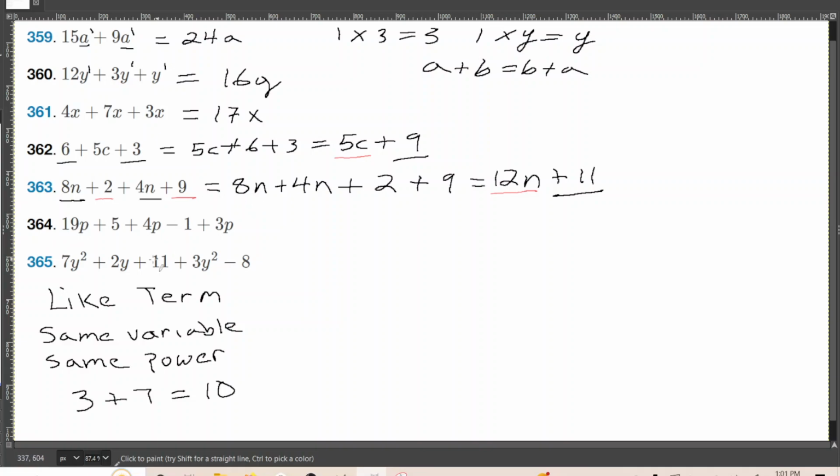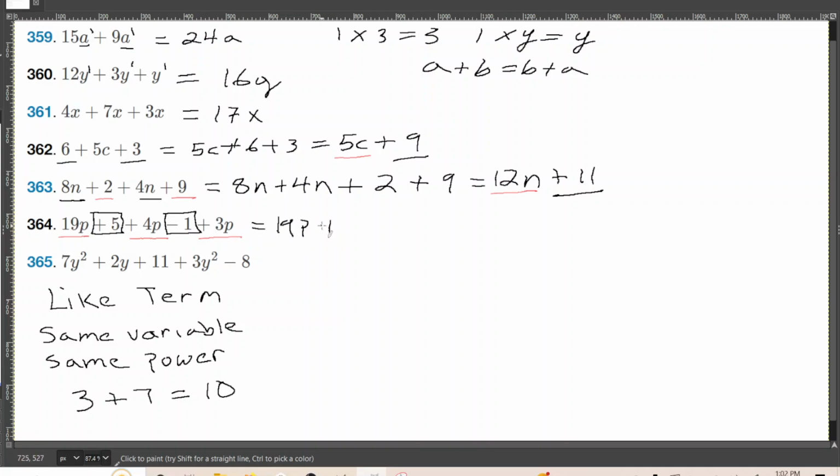Now in the next one, what we have is 19p. So I see quite a few things, right? I see 19p plus 4p plus 3p. Now, with these ones, this is the first time we have a minus, so I like to think of this as positive 5, okay? Minus 1. So you guys are going to see how I put these in a box.